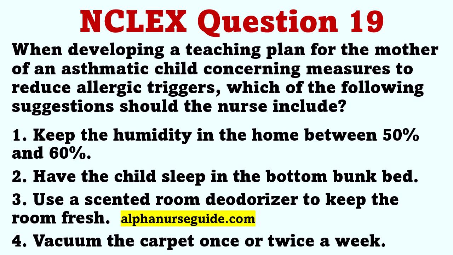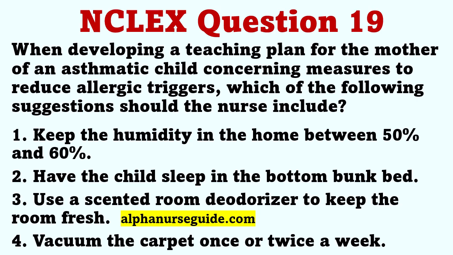When developing a teaching plan for the mother of an asthmatic child concerning measures to reduce allergic triggers, which of the following suggestions should the nurse include? 1. Keep the humidity in the home between 50% and 60%. 2. Have the child sleep in the bottom bunk bed. 3. Use a scented room deodorizer to keep the room fresh. 4. Vacuum the carpet once or twice a week. The correct answer is 1.